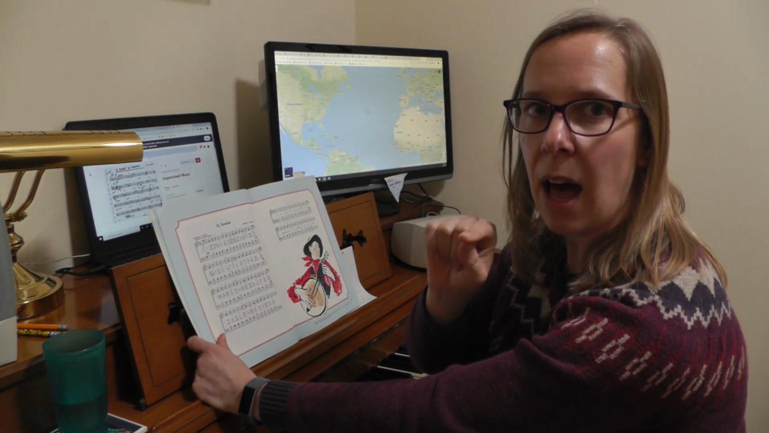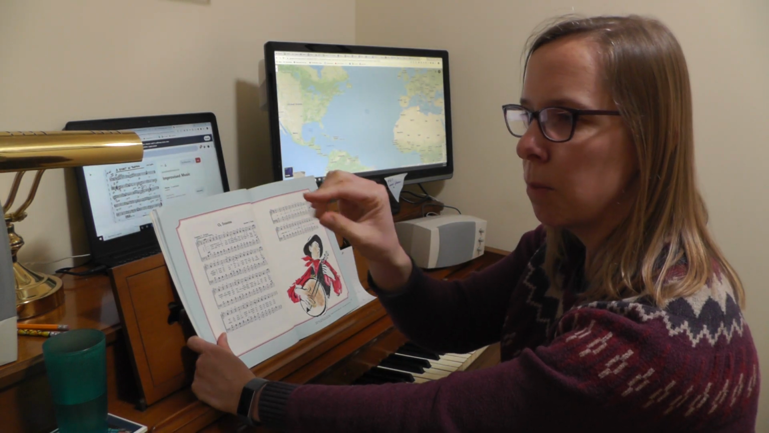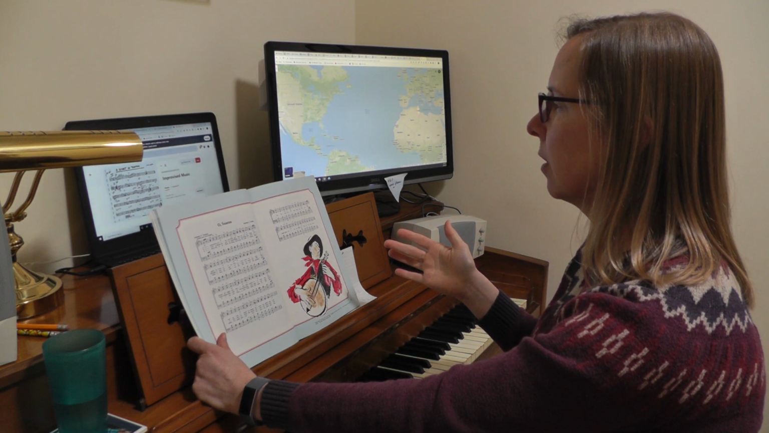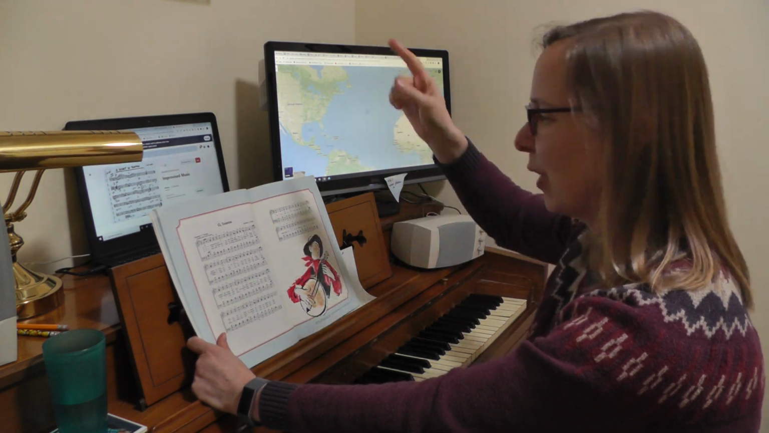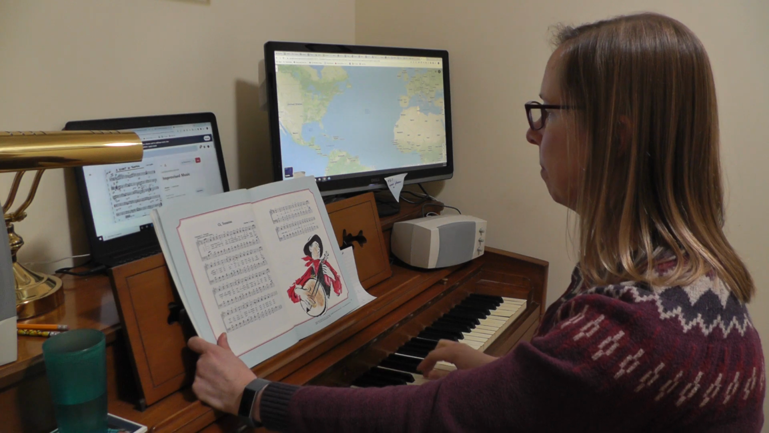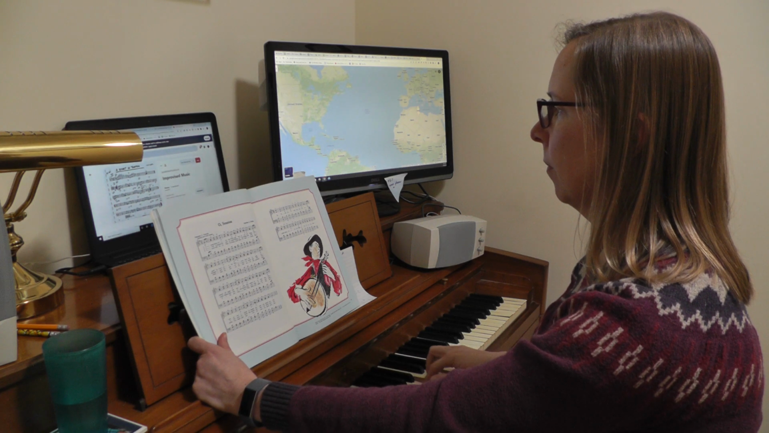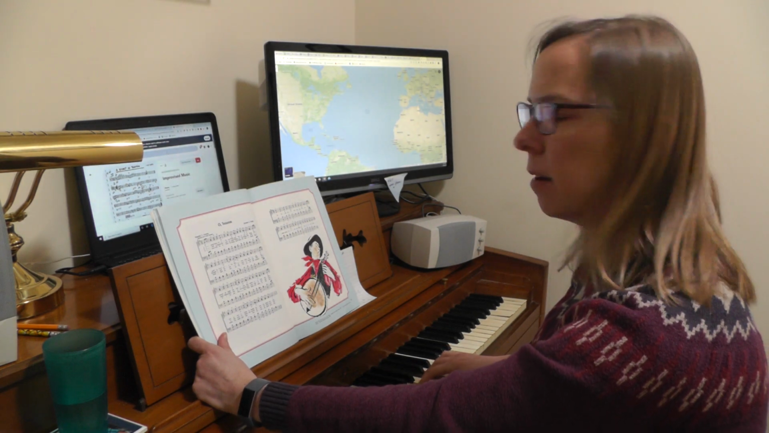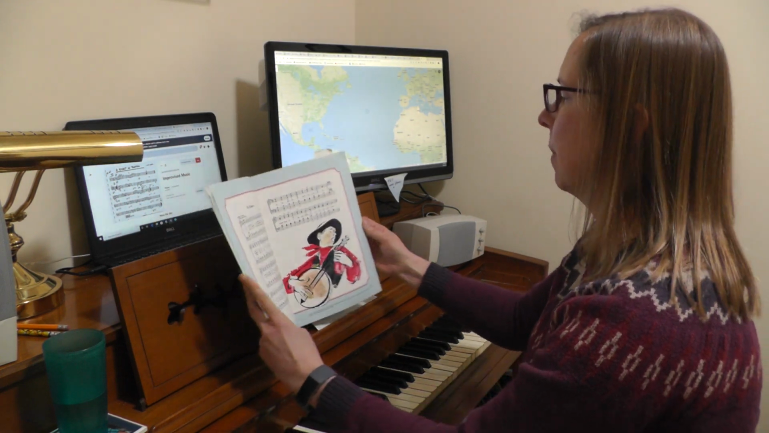Let's see if that's conjunct, which means that the notes are going to move by small steps, or if it's disjunct, which means that it's got bigger leaps. Those are all pretty small steps. Maybe one, skipping one note in between, but not much.